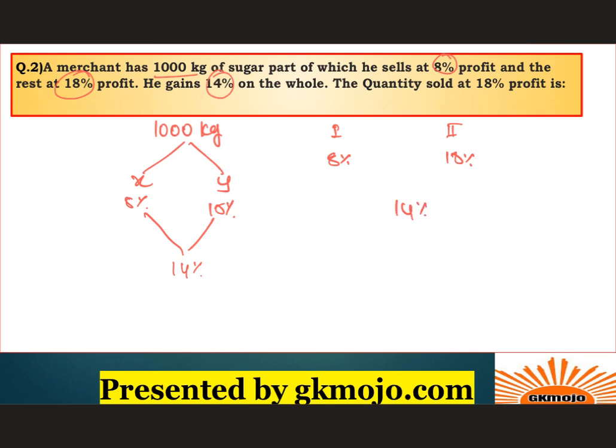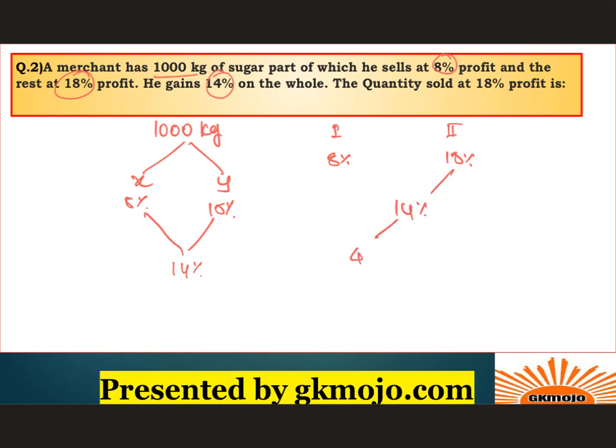So let's suppose this 1000 kg, out of this he has sold x part for 8% profit and y part for 18% profit, but the total profit which he has got, which is the mean profit after mixing both the prices, is 14%. So now we'll apply simple alligation rule over here. First part, second part. First part has been sold at 8% profit, second part has been sold at 18% profit. What is the mean profit? 14%. Let's apply alligation over here.